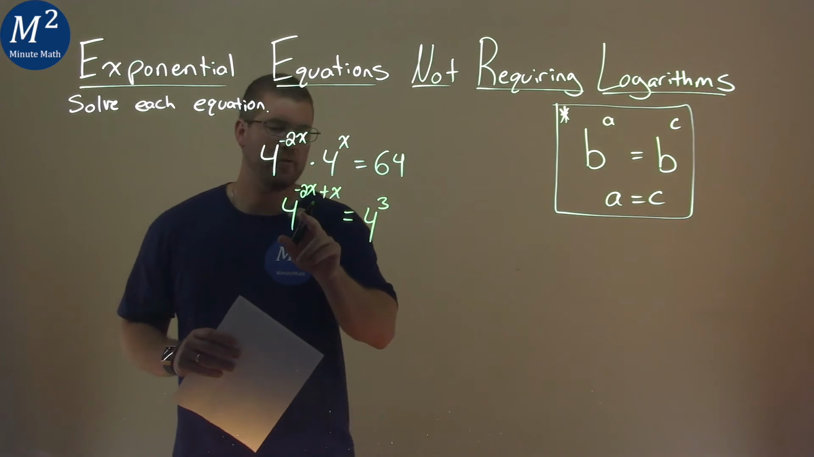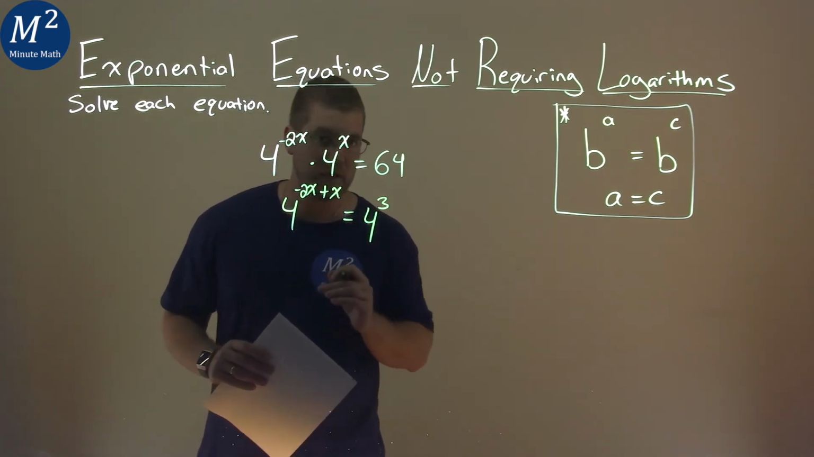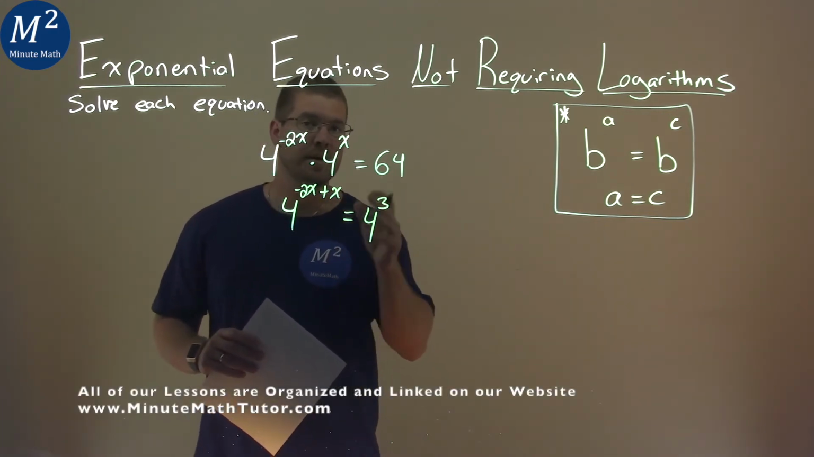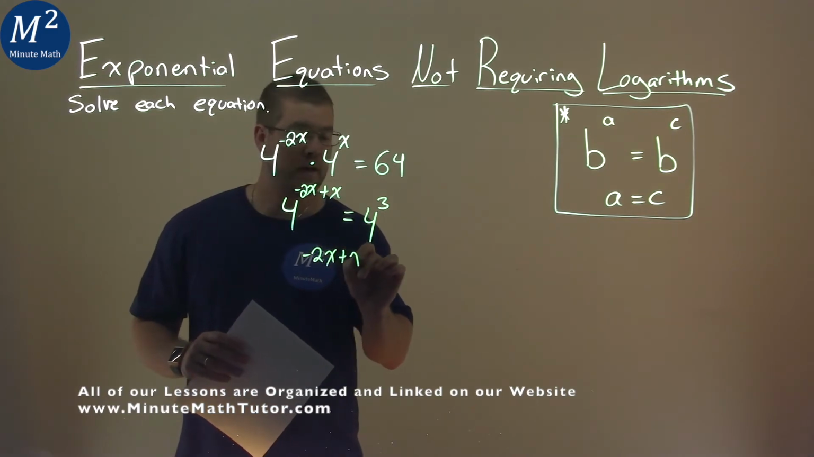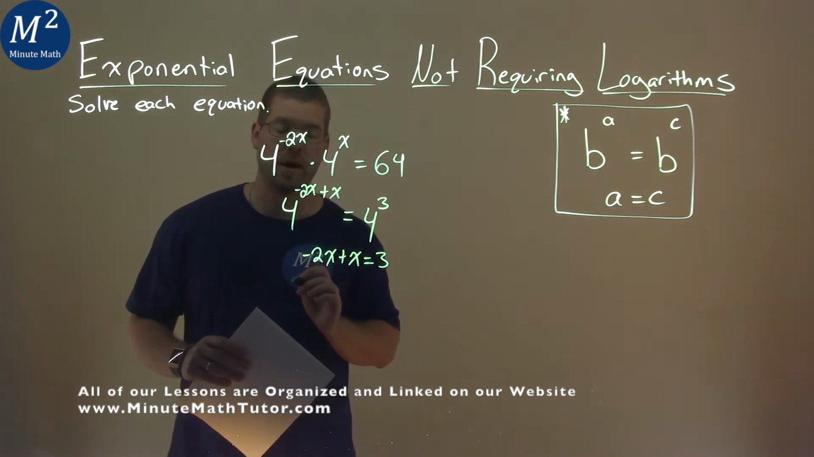Now we have 4 and a 4. We have the same base on either side of the equal sign. When that happens, we can set the exponents equal to each other and solve. So we have a negative 2x plus an x from the left, and on the right is just a 3. And let's solve for x.